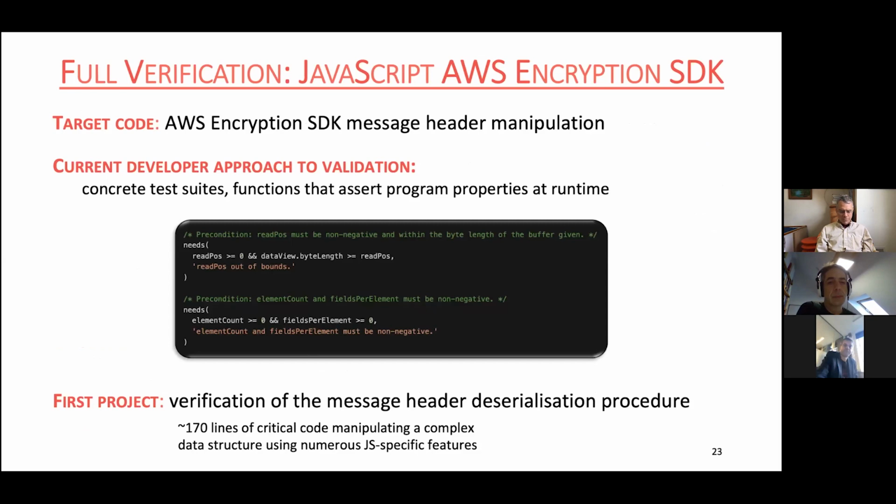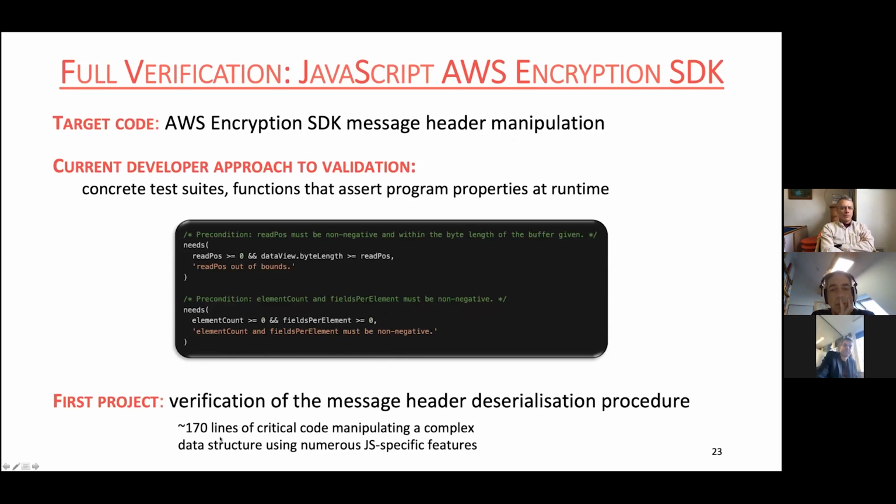Finally, the last one, we've done full verification of AWS code, and in particular, the particular message header. And what the code developers at the moment do is write this sort of thing. Element count and fields per element must be non-negative. And so what we've done is turn those comments into our formal predicates, or formal assertions, and done verification on it. It's 170 lines of code.